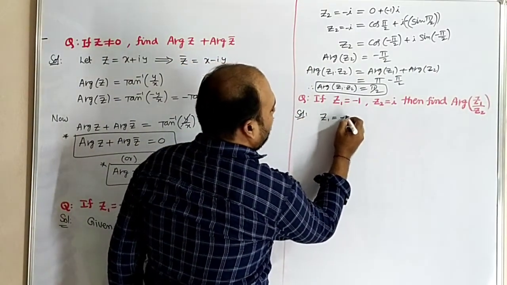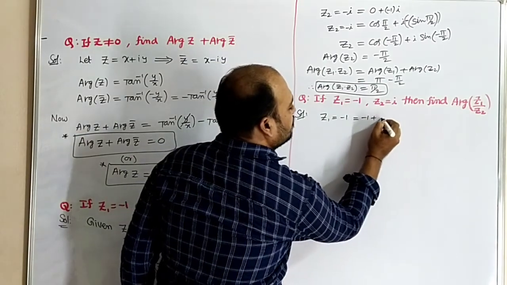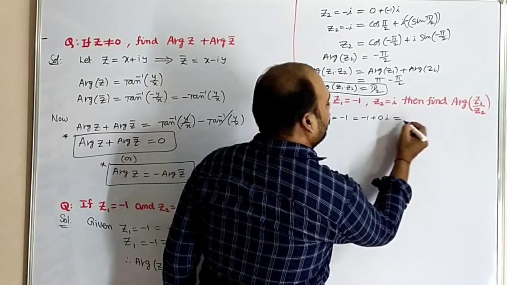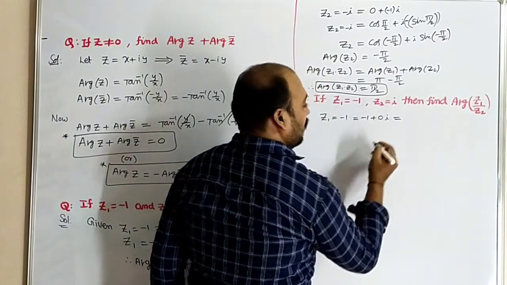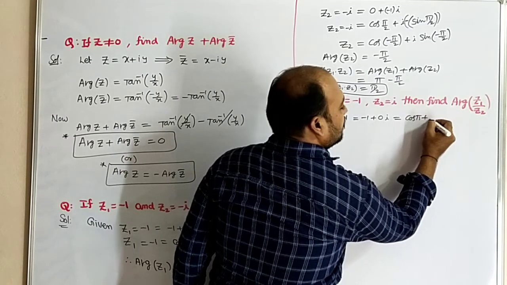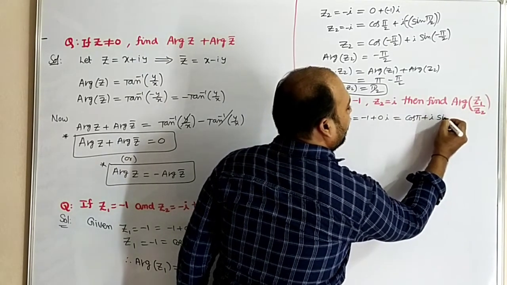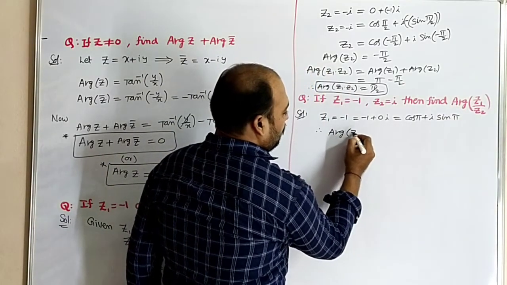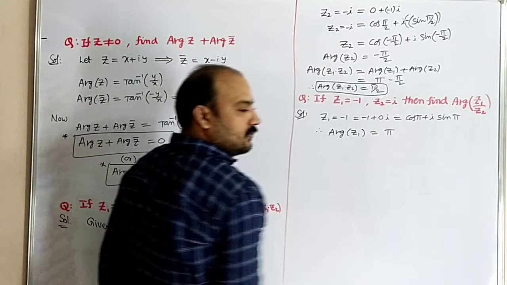Z1 first, minus 1 can be written as minus 1 plus 0 into i. We can write it in the polar form, or modulus-argument form, cos theta plus i sin theta. Minus 1 in terms of cos pi plus i into 0, which can be written as sin pi. Therefore, argument of Z1 is equal to pi.